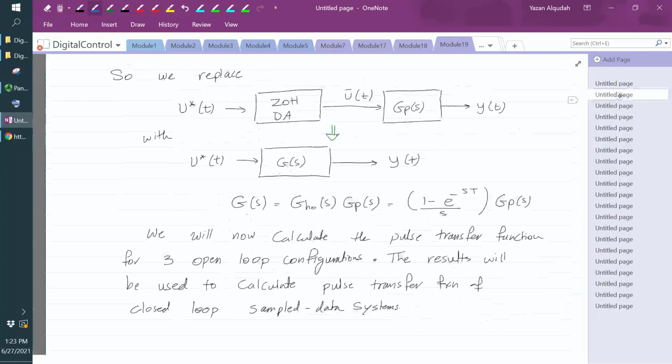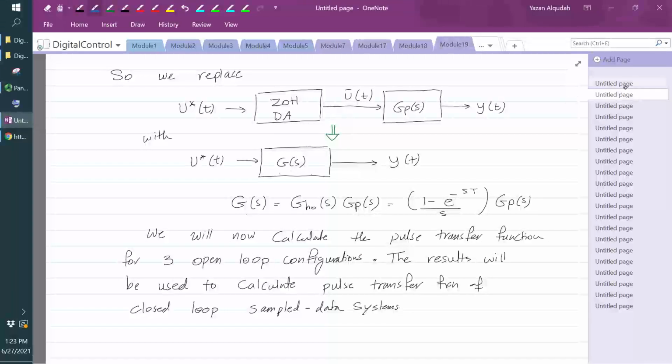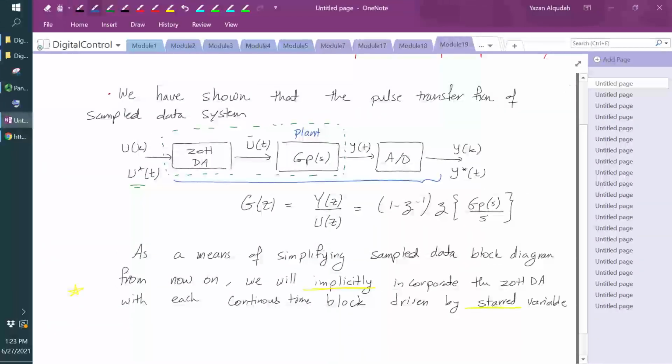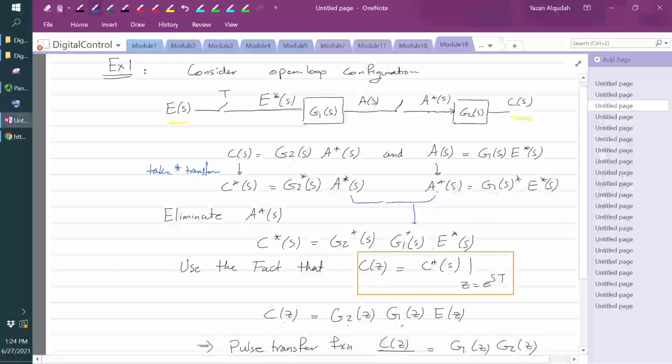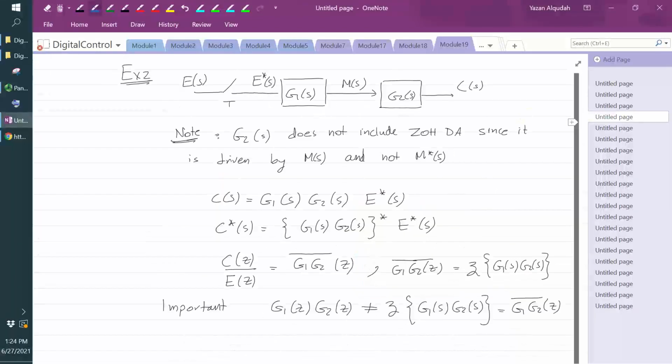Remember, in the first slide here, we said if I have a transfer function that is driven by a star input, I'm going to take the zero order hold and implicitly include it in the transfer function. We've done this here because this is a star. We have a star here. However, here, if I look at G2 of S, it's driven by M of S. It's not driven by M star of S. And therefore, G2 of S does not include a zero order hold.